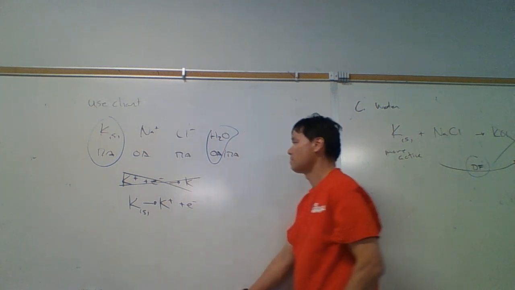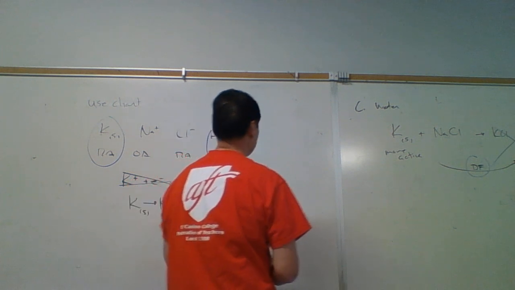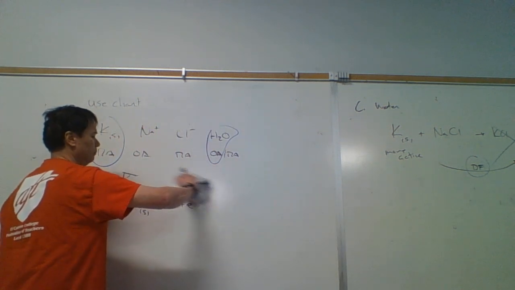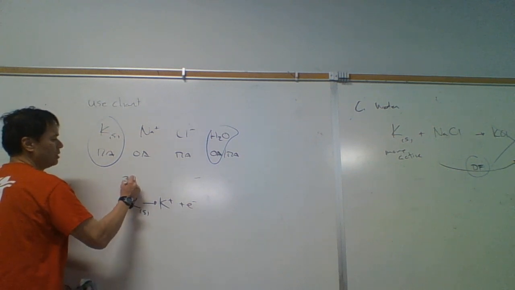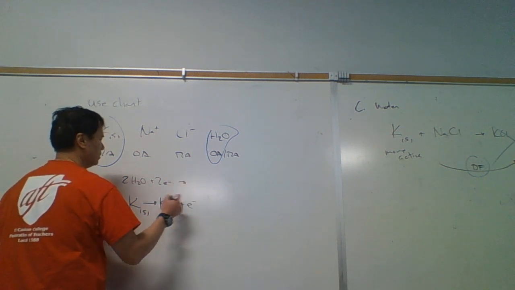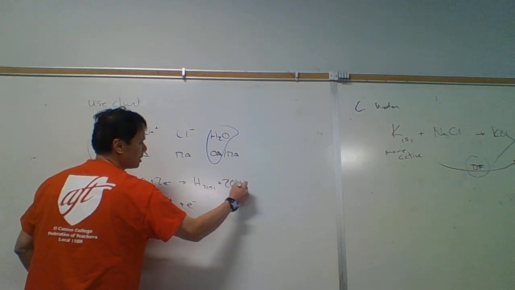And then you do 2H2O plus 2e to equal H2 gas plus 2OH minus. Right. And so the other equation is going to be this one: 2H2O plus 2 electrons yields H2 gas plus 2 hydroxides.